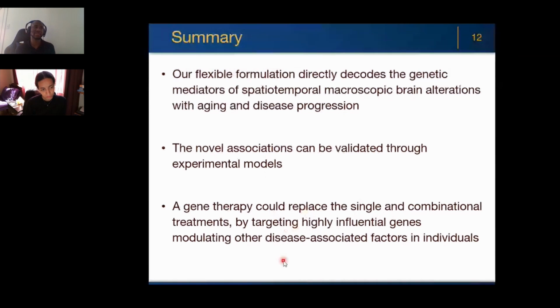So, if we know some genes that are highly influential, and we know the factors that these genes are modulating, right? So, if we have a particular gene that affects, let's say, glucose metabolism and amyloid, then instead of targeting amyloid and glucose metabolism, we could just target that gene, and that could serve as a replacement for combination therapy.